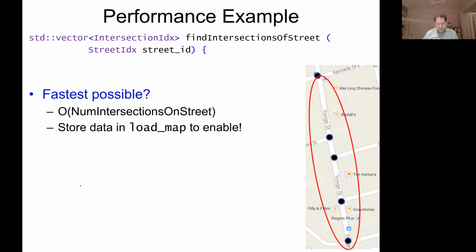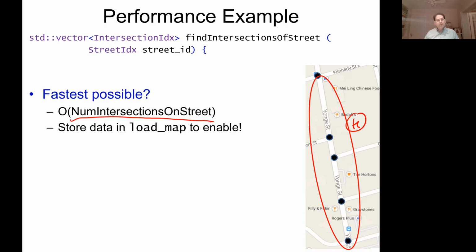And that is, let's call that K. K is the number of intersections on the street. For a long street like Yonge Street, that might be quite a few. Yonge Street might have a couple hundred intersections, but it's definitely not the 200,000 or so intersections in a city like Toronto. So this is a much smaller value than the order n, where n is the whole size of the city.